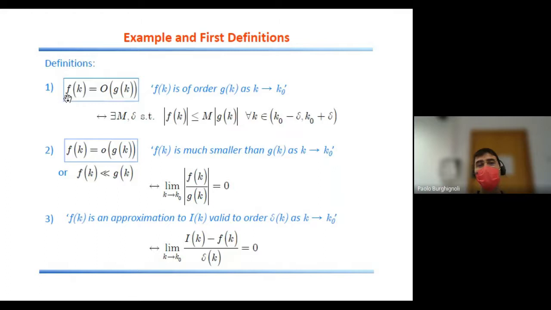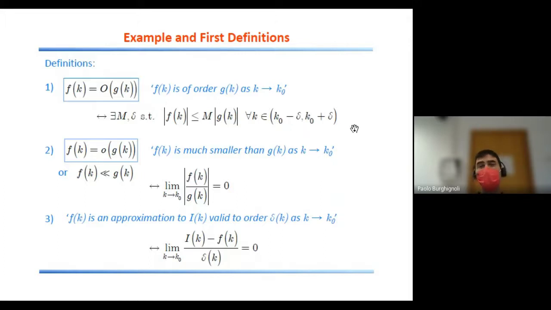So we will say that f of k is a big O of g of k, when in the limit when k tends to some number k0, there are constants m positive and delta positive, such that the absolute value of the function f is bounded above by the absolute value of the function g times the constant m, and this is true for any value of k in a neighborhood of the point k0, the neighborhood going from k0 minus delta to k0 plus delta.